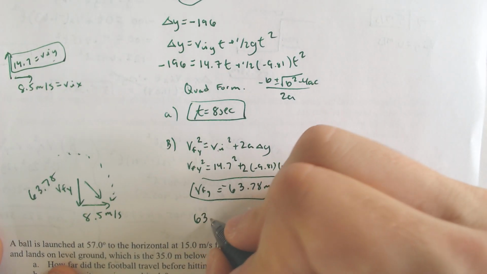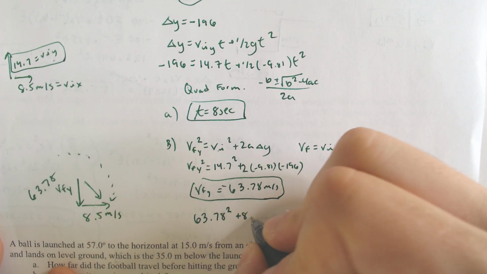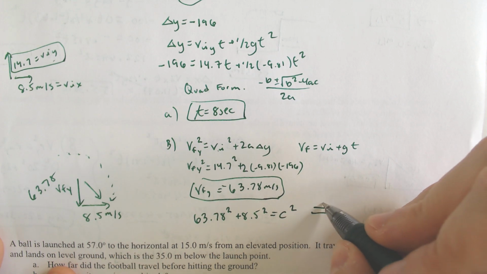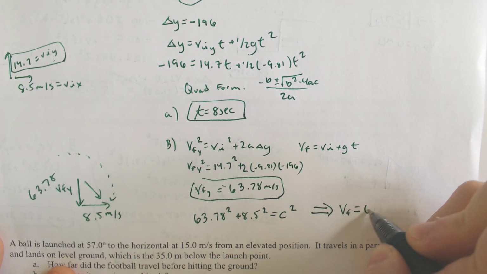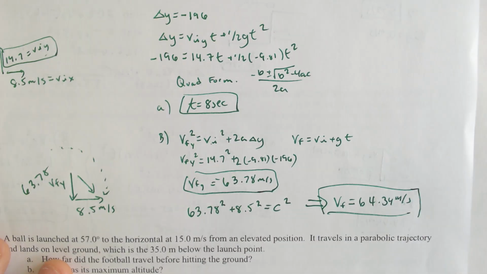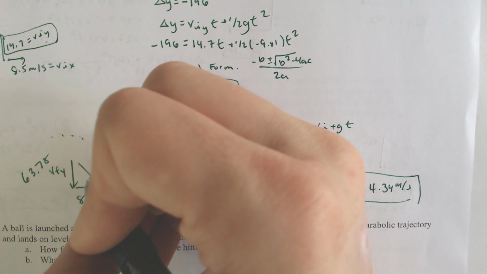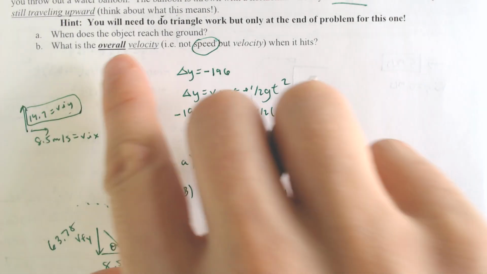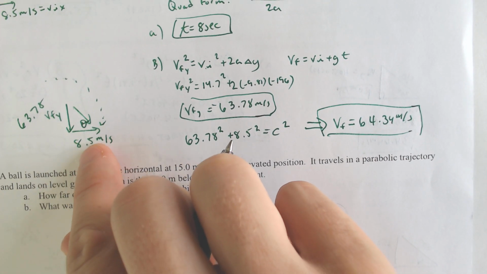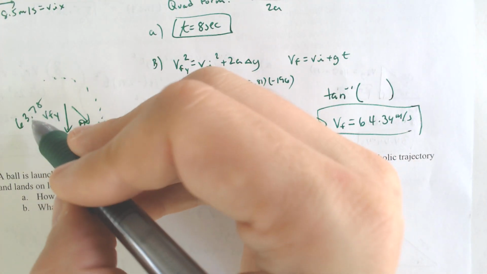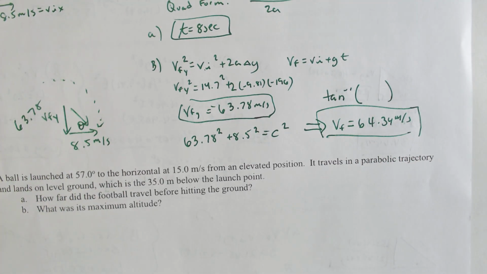So 63.78 squared plus 8.5 squared will equal c squared. If you solve that, you get a true velocity final of 64.34 meters per second. Now, technically, this is a speed. If you want the velocity, all you would have to do is find that angle, okay? So sometimes it says overall velocity, not speed, but velocity. That means that you just have to find the angle, and the way you find that angle is you just take tan, sine, or cosine with the appropriate opposite adjacents or opposite hypotenuses.